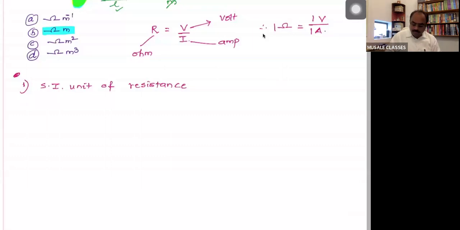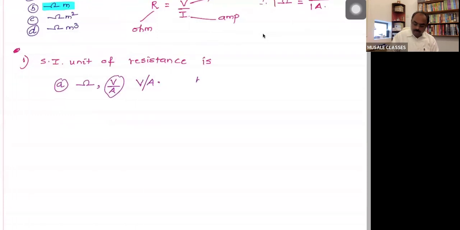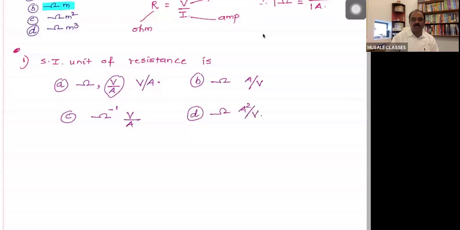The SI unit of resistance is option A, ohm, volt per ampere. Sometimes this can also be written as volt per ampere, like this. This is one option. You can have option B, ohm, ampere per volt. Option C, per ohm, volt per ampere. And you can have option D, ohm, ampere square upon volt, something like this.